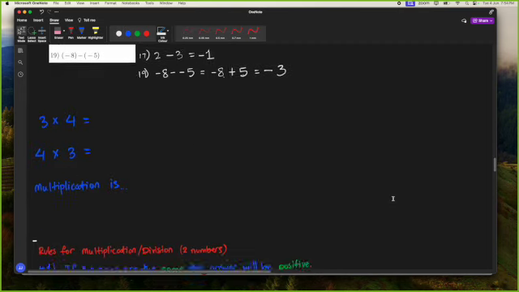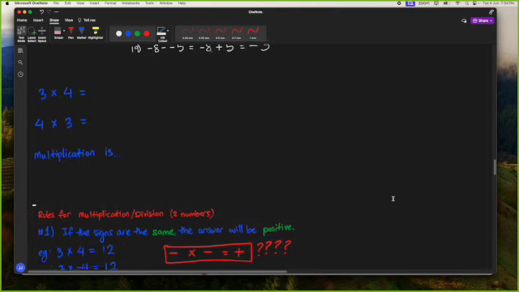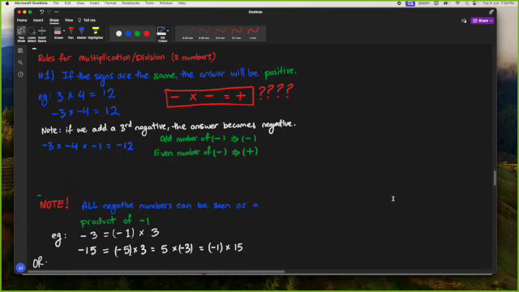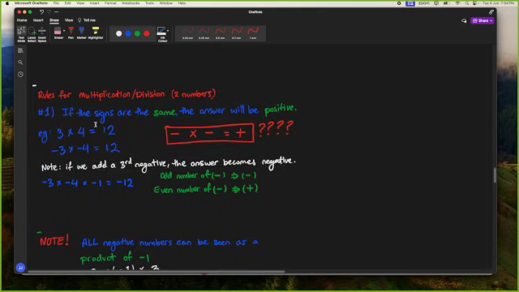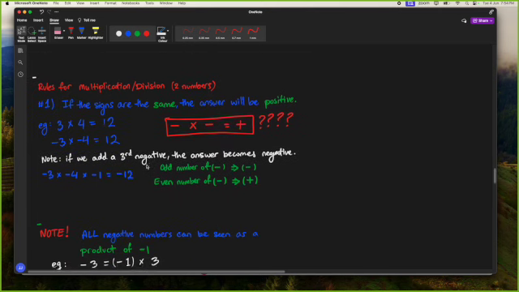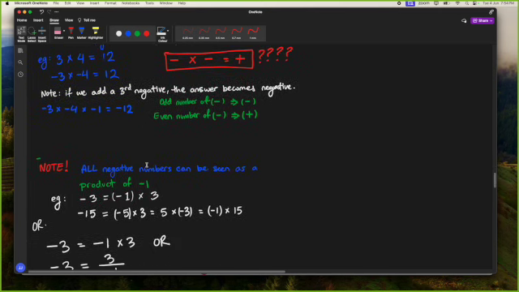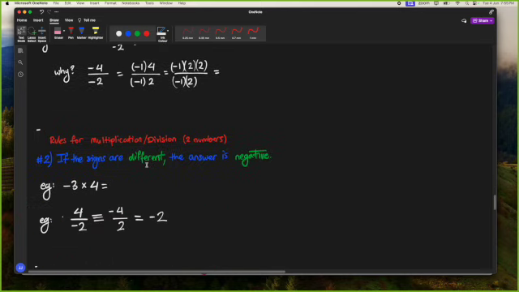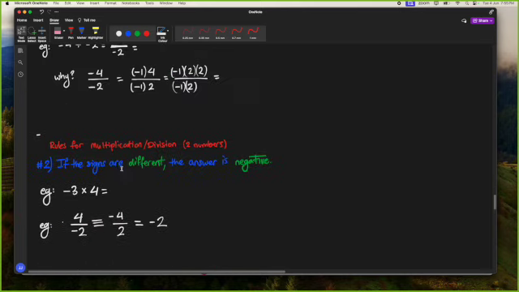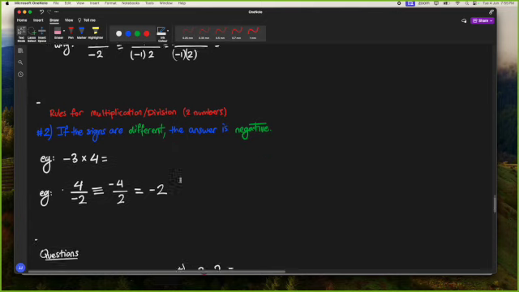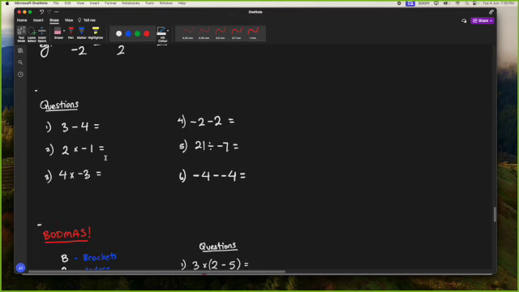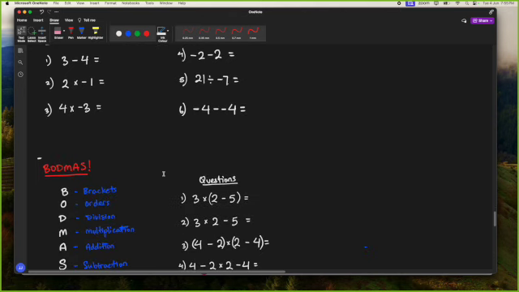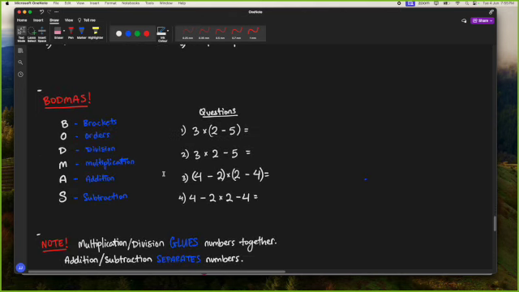We needed to move on today to multiplication and division, and the rules for multiplication and division. So this is where we'll pick up in the next class: multiplication and division when the signs are the same and when the signs are different, what to do. We're also going to talk about BODMAS in the next class.